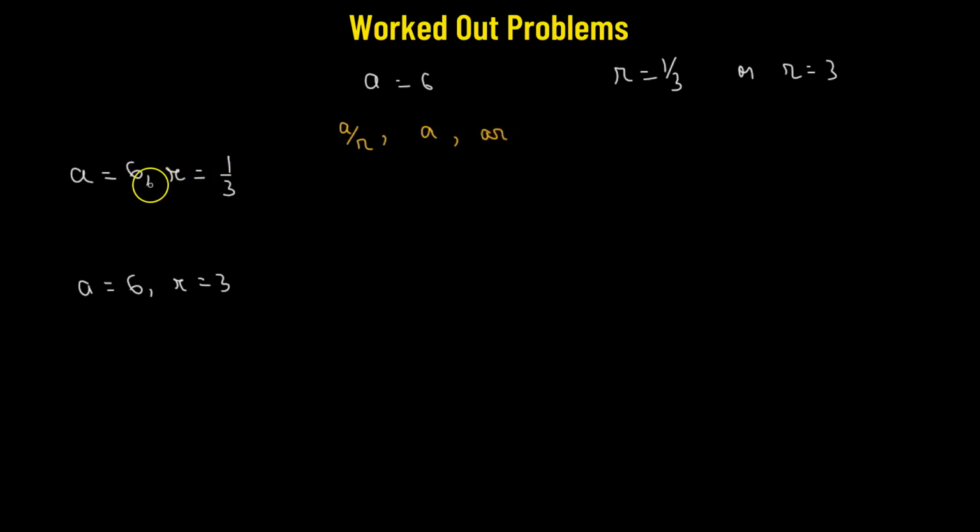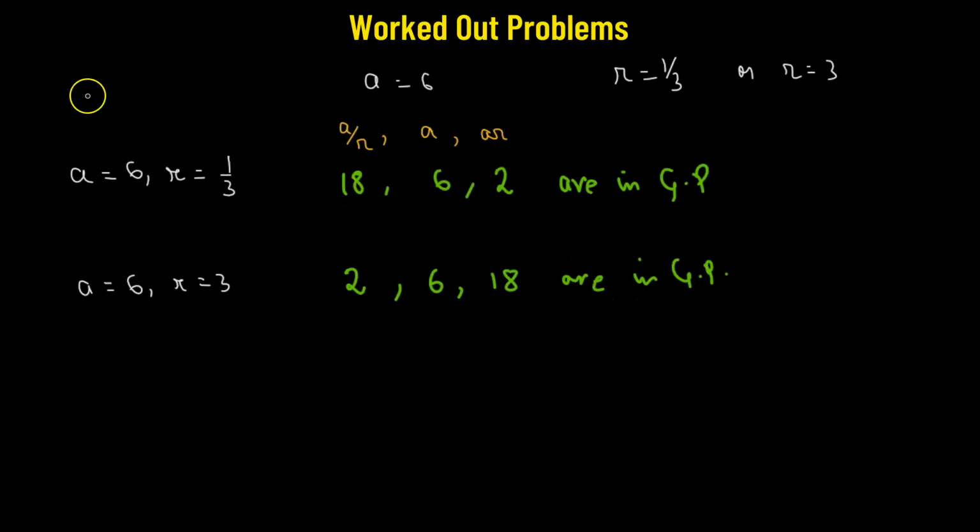So a divided by r, that means 6 divided by 1/3, is going to be 18. Then the middle term is 6, and we'll have 6 multiplied by 1/3, that's going to be equal to 2. Then we have 6 times 3, so this is 6 divided by 3, so that's going to be 2. Then we have the middle a, then we have a times r, which is going to be 18. So these are the 3 numbers that are in geometric progression.